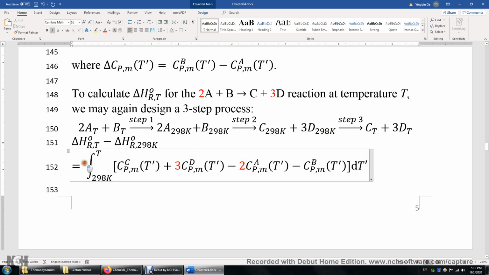Alright, so again, we'll see the enthalpy of reaction at temperature T minus the enthalpy of reaction at the room temperature is simply the integral of delta CPM. Delta CPM is the CPM of the products, 1C and 3D, minus the CPM of the reactants. We have 2A and 1B.